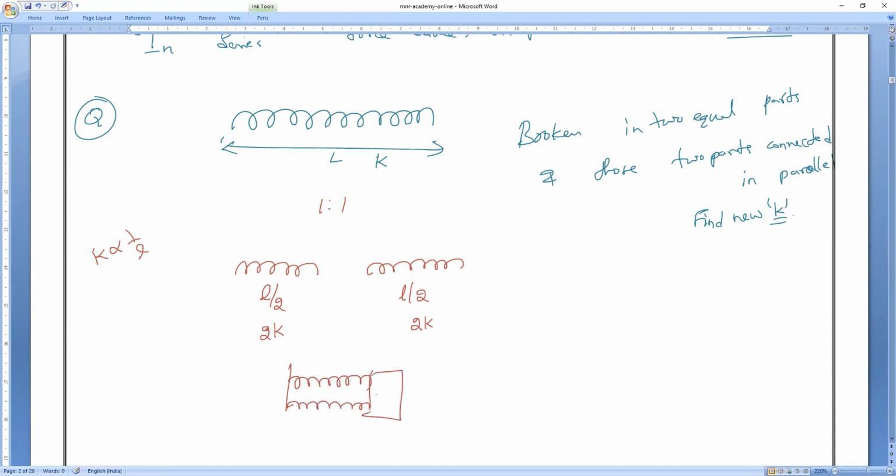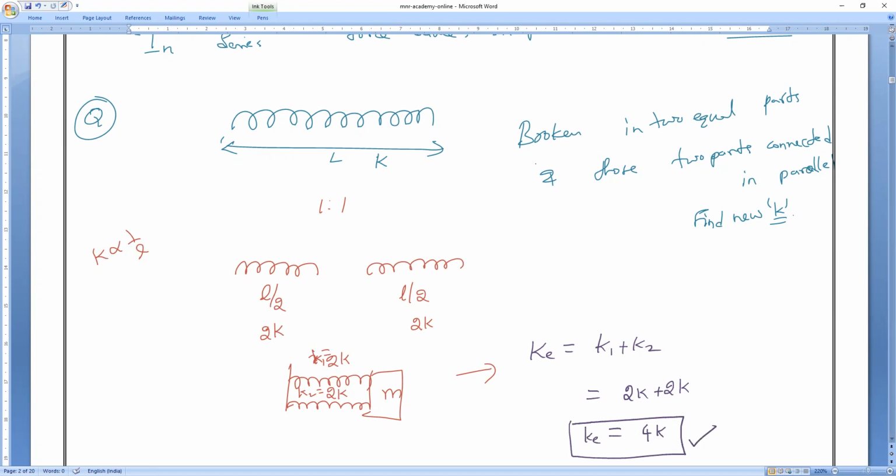So all of you observe very carefully. For a mass M, this spring constant is 2k and this spring constant is also 2k. Let me take this as k1 and this as k2. In parallel connection, the total spring constant is k1 plus k2, which is 2k plus 2k, which is 4k. So that is how we have to solve the numerical. Understand or not?